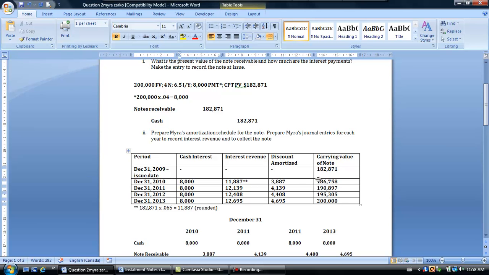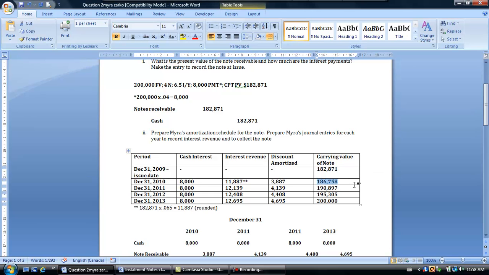And that's going to give you the carrying value of the note, now equal to $186,758, which is the carrying value of the note to open 2010, i.e. January 1st, 2010, plus the amount of discount that got amortized to the note, which is $3,887. So adding this amount here to the carrying value of the note will give us the carrying value of the note at the end of 2010.